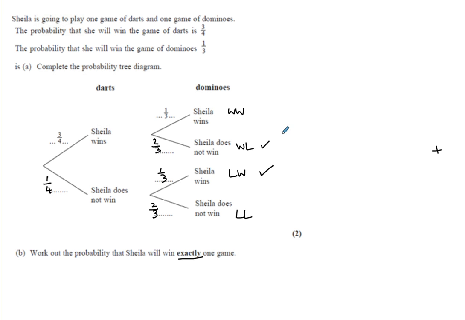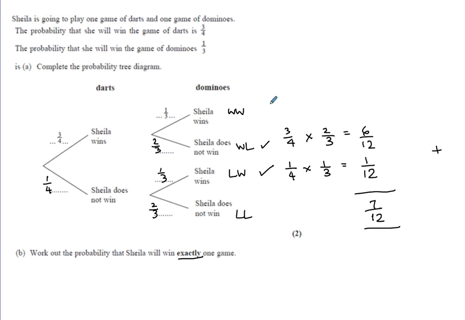Okay, so here the probability of her winning at darts is 3/4, followed by the probability she loses at dominoes, 2/3, which equals 6/12, or the probability she loses at darts followed by the probability she wins at dominoes is 1/12. Okay, if you have a situation where you're going to have "or", don't simplify, because it's easier to add the fractions up when they've got the same denominator. So you've got 7/12. Okay, isn't that easy?